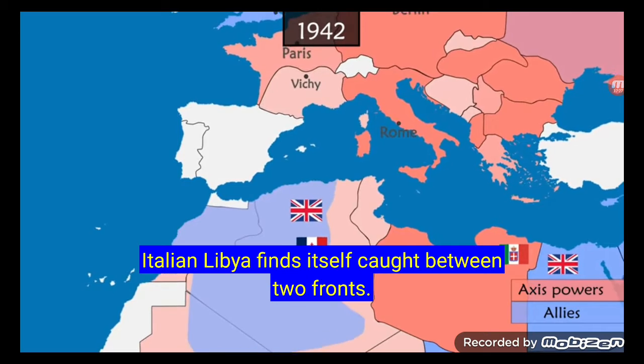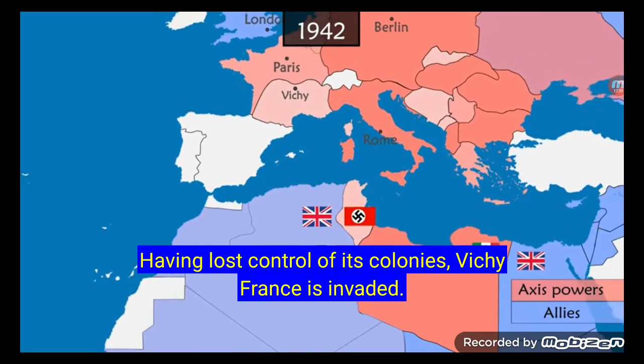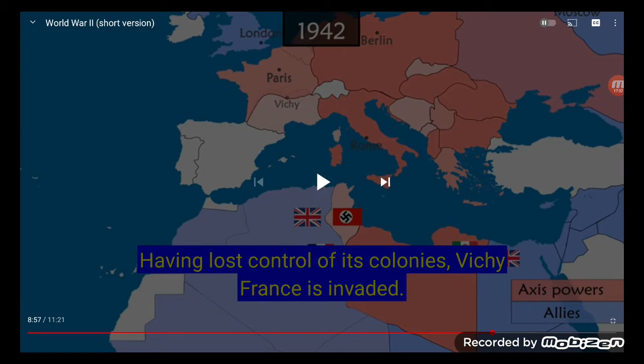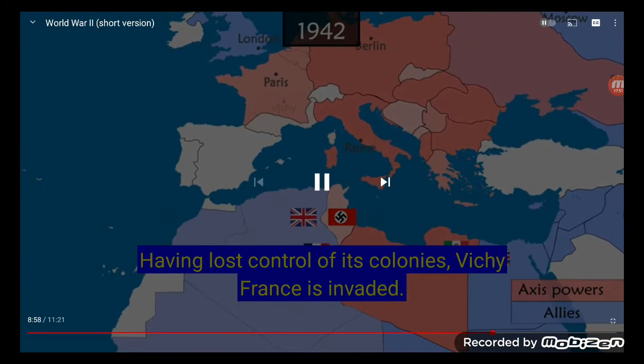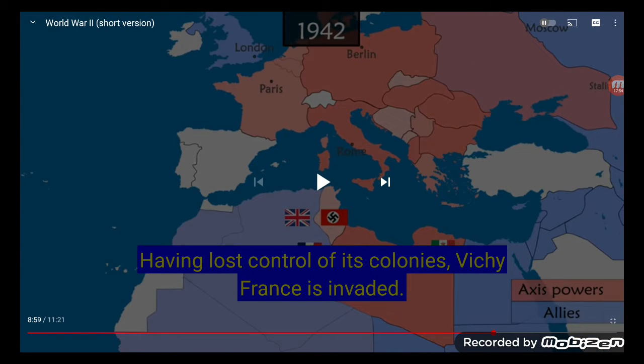Italian Libya finds itself caught between the two fronts, having lost control of its colonies. Do you, Libyan Italy, and Tunisian German Tunisia, have any last words before you get invaded? No, I have a last word. What is it? France is invaded. Vichy France is invaded, you're gonna say? You realize that Vichy France is still here.